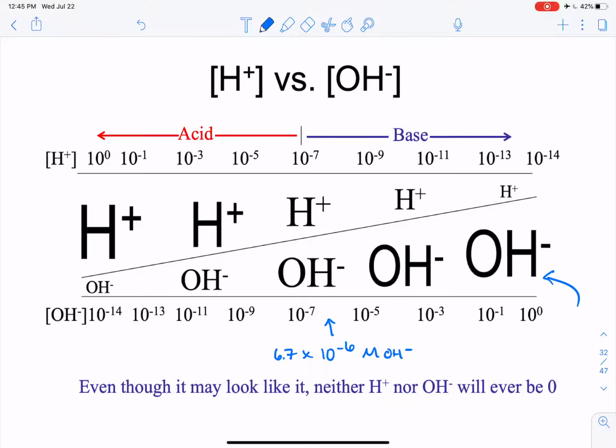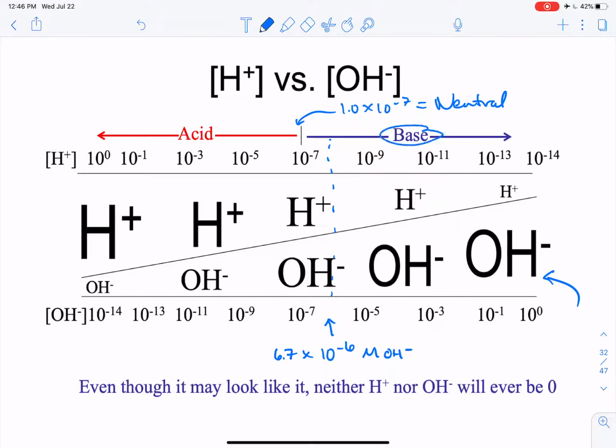And we remember that we said right in here where we have 1.0 times 10 to the negative 7, that is neutral. Well, at negative 6, we are to the right of that neutral zone. So we are in a spot where we have a higher concentration of hydroxide, of OH minus, than H plus.